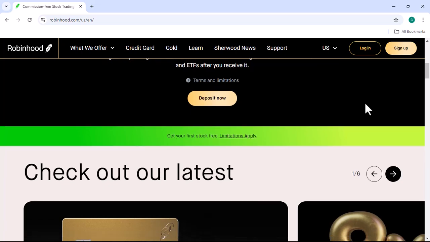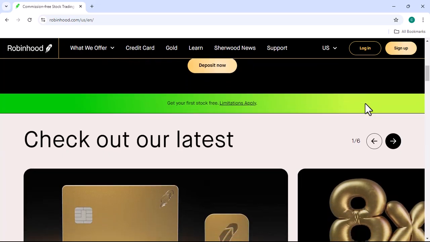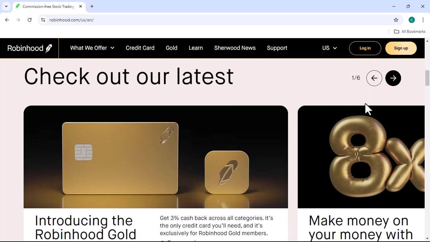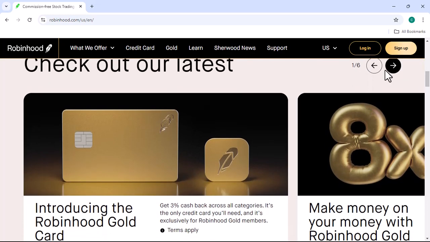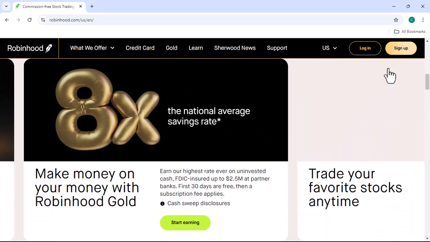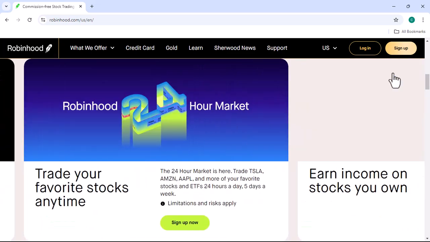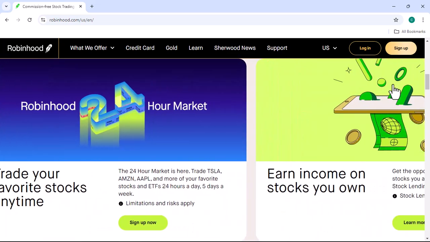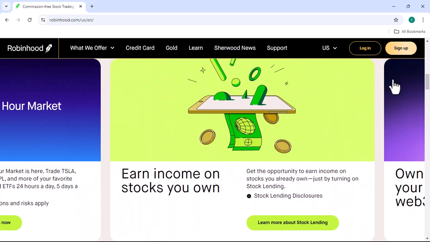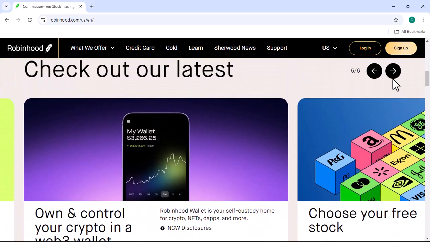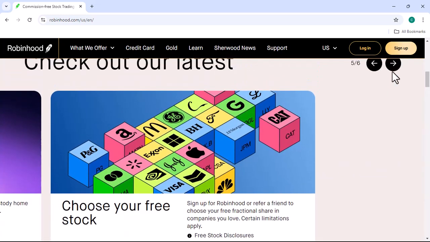In this video, we'll break down the process step by step, from opening a brokerage account to executing your first Robinhood trade. Step 1. Choosing a brokerage. Before you can buy Robinhood stock, you'll need to open a brokerage account. While Robinhood offers a great platform for trading, you can't buy its own shares directly through the app. You'll need to use a different brokerage that allows you to trade stocks listed on the NASDAQ.